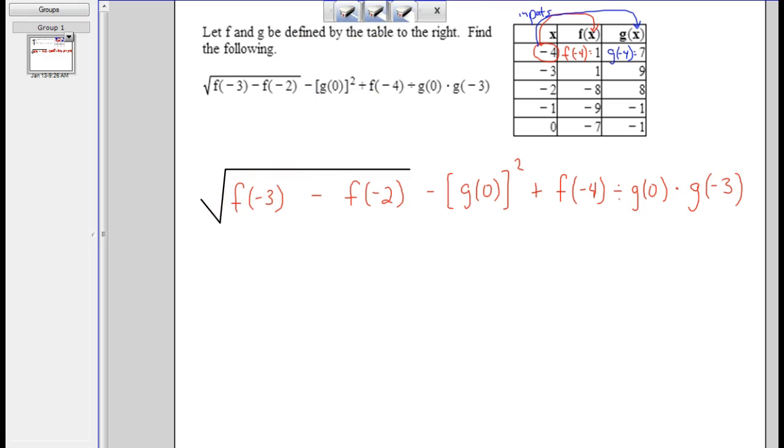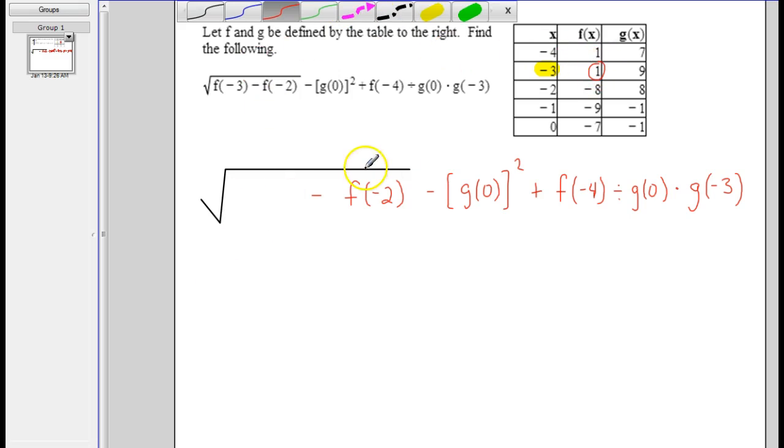F of -3. So what we do here is we find -3. Here it is. And then we find f of -3. So here's the f, here's -3. This is f of -3. So I'm going to replace f of -3 with what it says it's equal to. It's equal to 1. Okay, and then I'm going to replace f of -2. There's -2. There's f of -2. I'm going to replace that, f of -2, with -8.